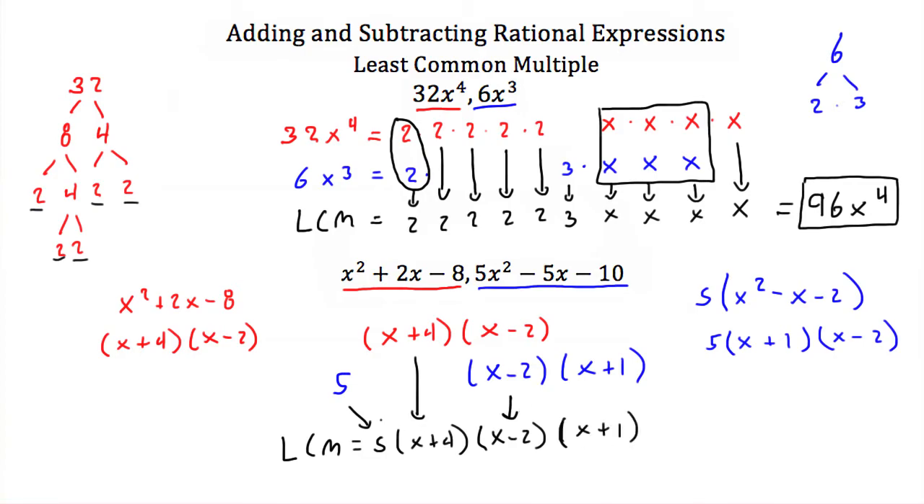Now you could FOIL this out, but until you add or subtract your rational expressions, I would leave it in this form. Or I would say that my least common multiple is 5 times x plus 4 times x minus 2 times x plus 1.